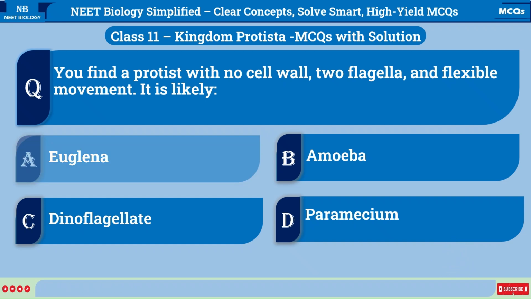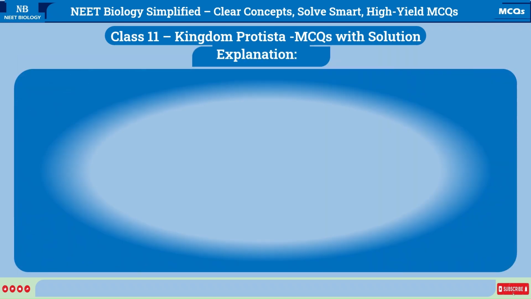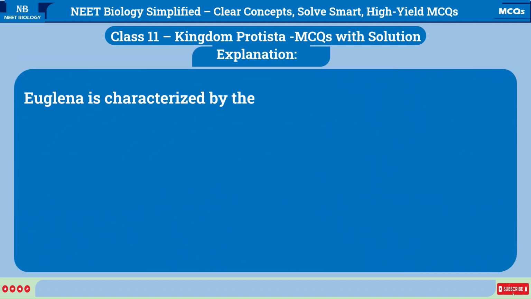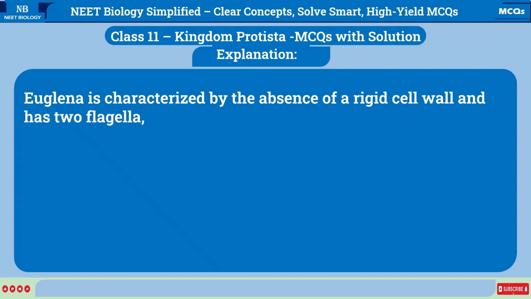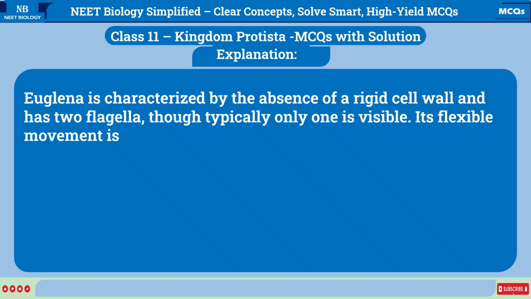Correct answer is A. Euglena. Explanation: Euglena is characterized by the absence of a rigid cell wall and has two flagella, though typically only one is visible. Its flexible movement is enabled by a pellicle.